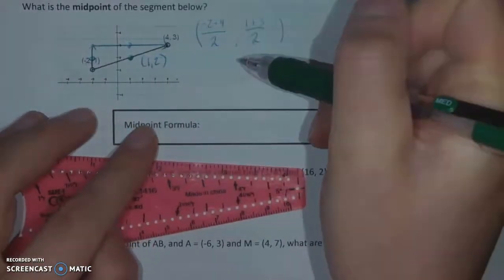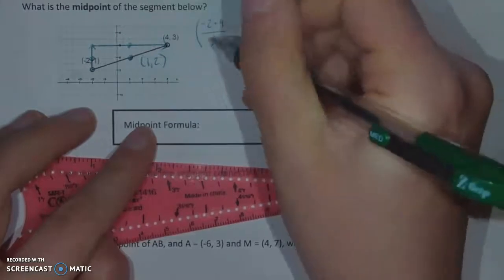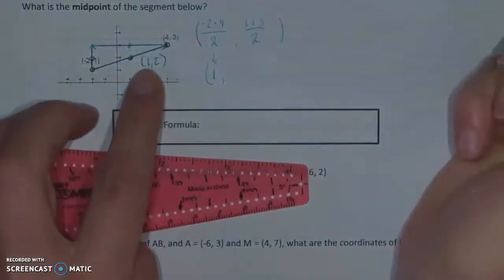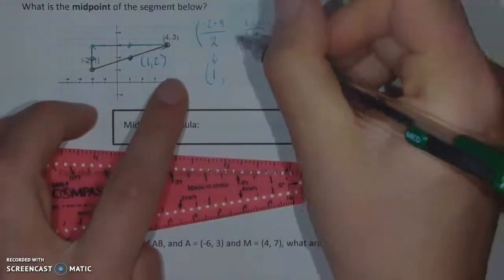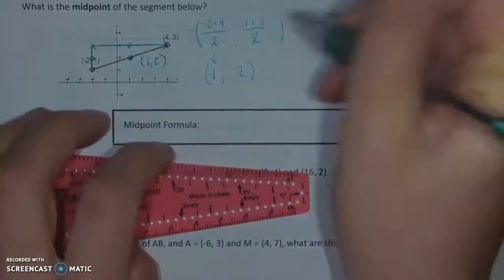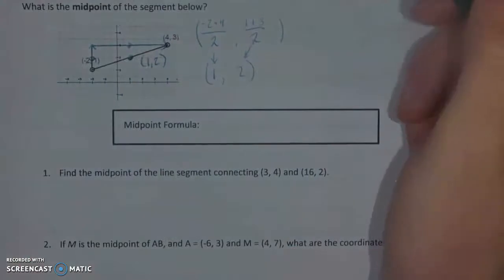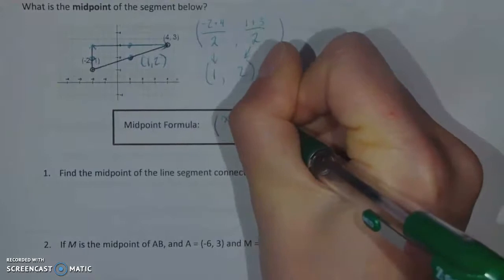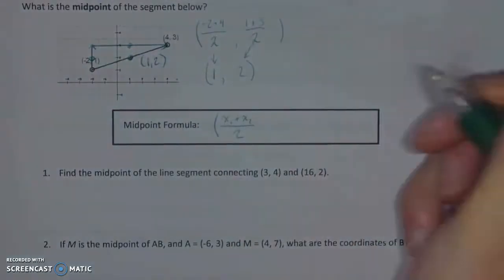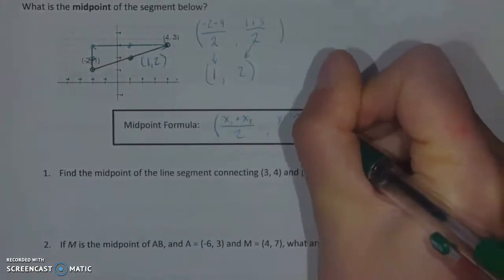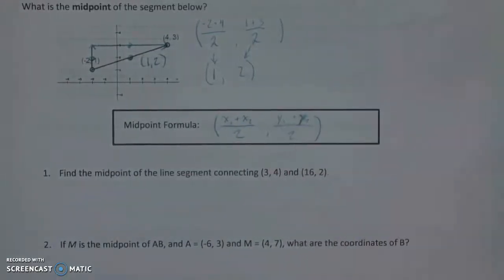Now, I should check that this matches up. -2 plus 4 is 2, and 2 divided by 2 is just 1. So that's good. I got the correct x. And for my y component, 1 plus 3 is 4 divided by 2 is 2. So I did find the correct answer here at 1, 2. And that actually gives me my midpoint formula. All you're doing is you're taking your x values, adding them together, and dividing by 2. And then you're taking your y values, adding them together, and dividing by 2. So that's going to be your midpoint each time.